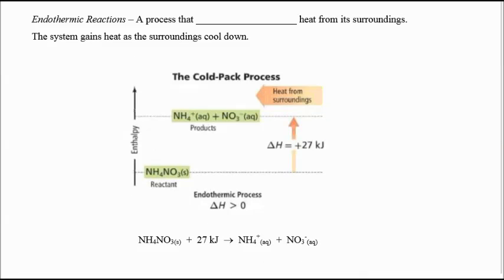So we can probably then figure out an endothermic reaction. An endothermic reaction is a process that absorbs heat from the surroundings. Now, here's our reactants. They absorb energy to turn into products. Delta H, products minus reactants, a large value minus a small value will give us a positive value. So in an endothermic reaction, delta H is positive.